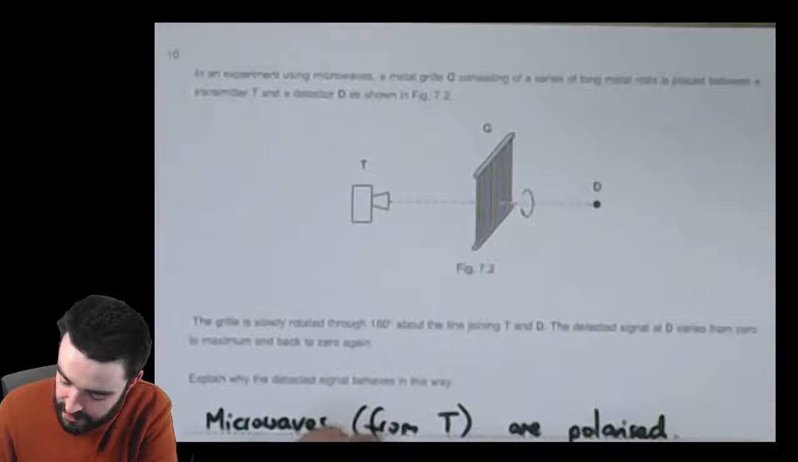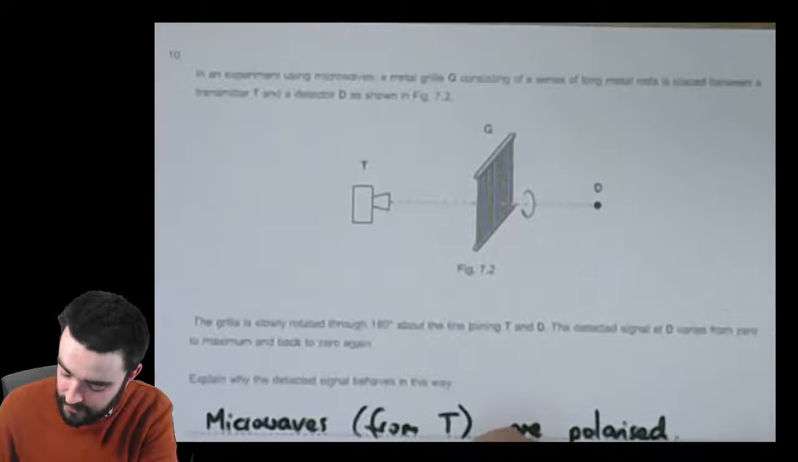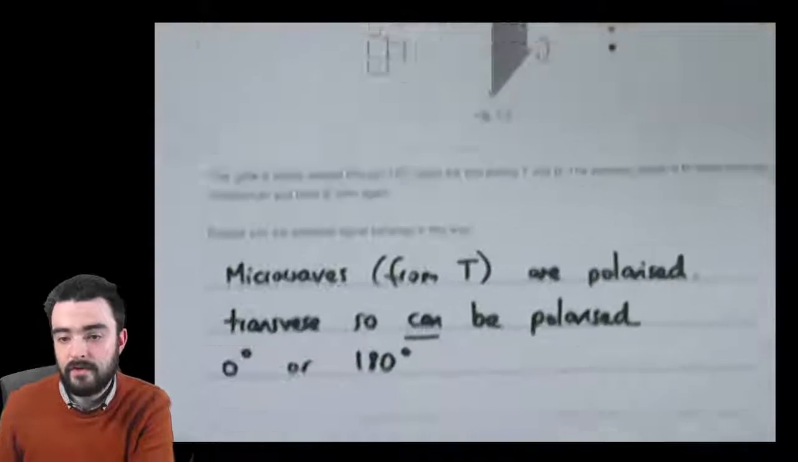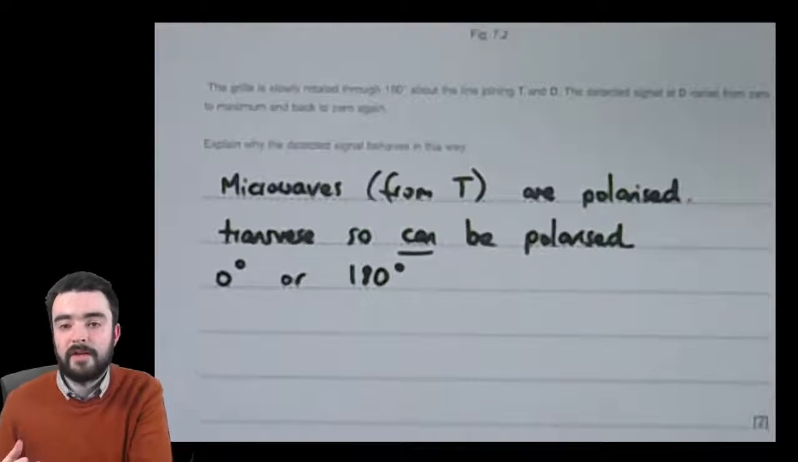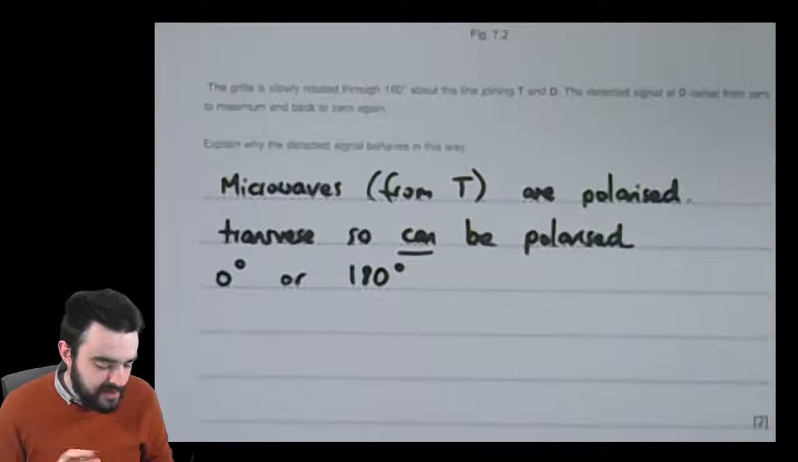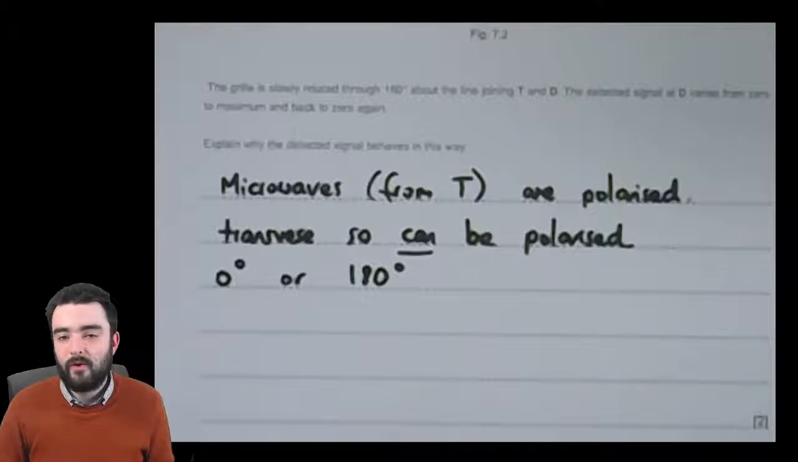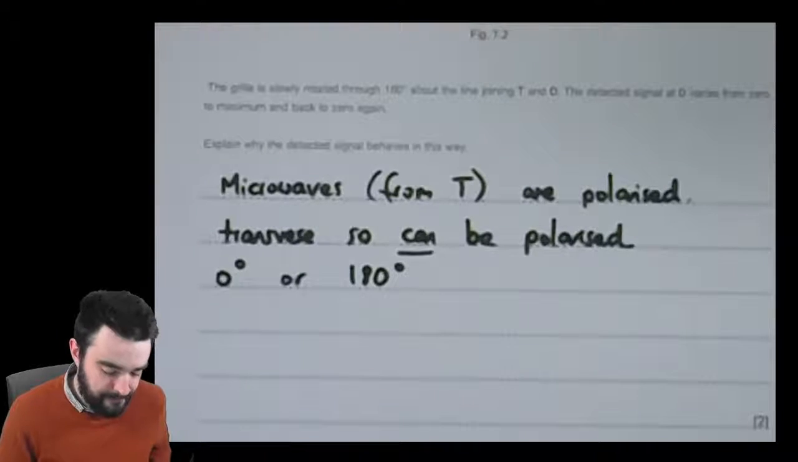So at 0 degrees or 180 degrees, the grill is going to polarize all of it. It's going to block all of it. Whereas at 90 degrees, it's going to allow all the microwaves to pass. Okay?